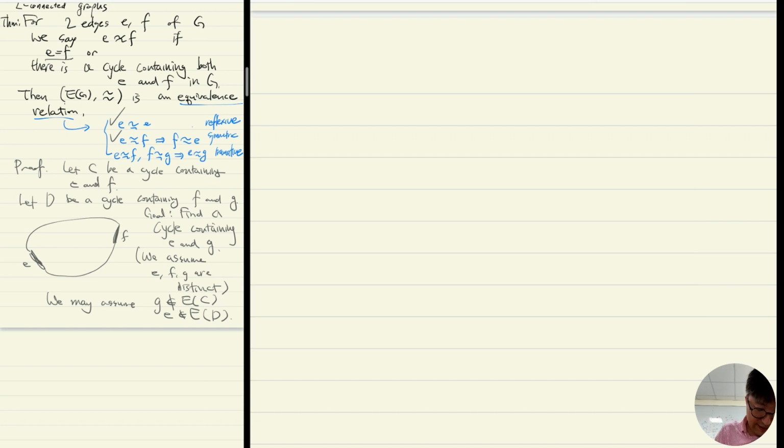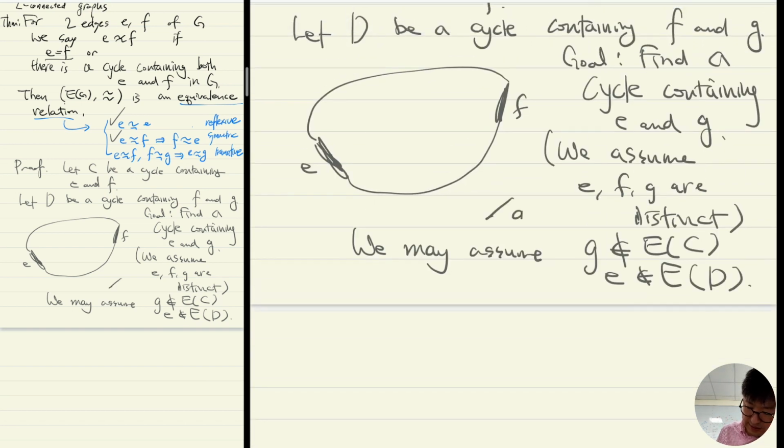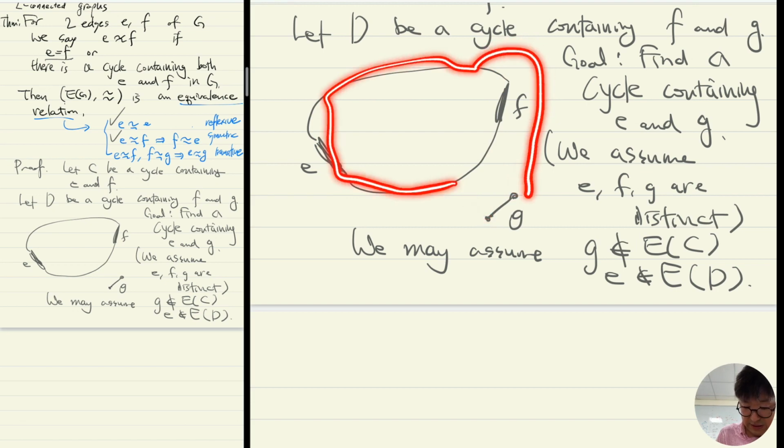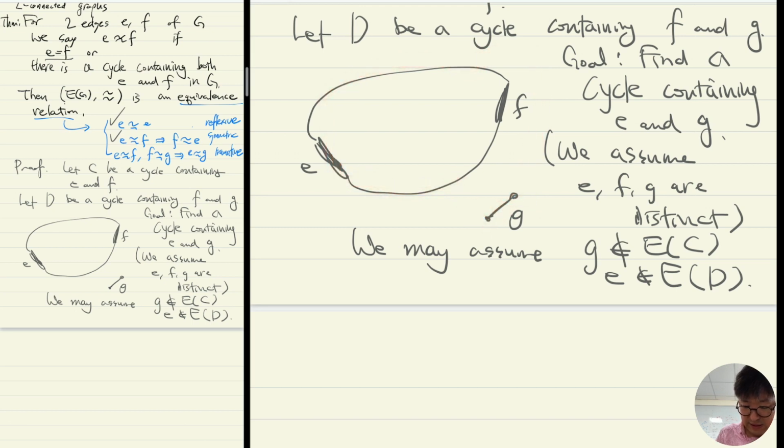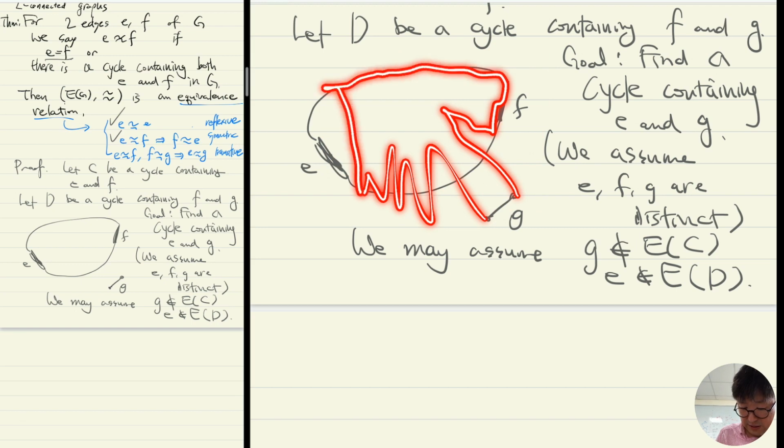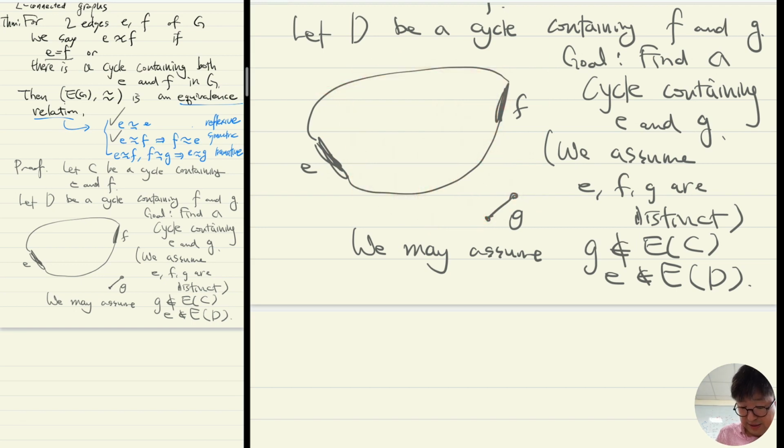Our goal is to find the cycle containing E and G. Now, what could happen? For instance, in the easiest case, we may have something like this. Then we have a cycle like this. That could be easiest. But we may end up like this, and then have to choose, right? So that's the idea. In general, the picture looks very ugly, right? This could be a cycle, and still we can do something like that.